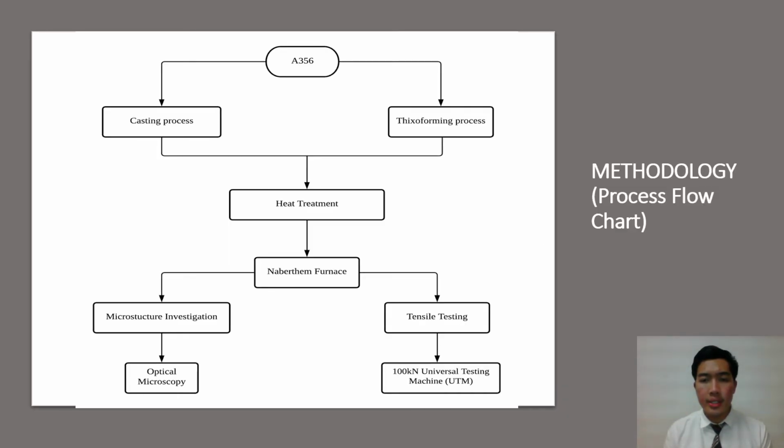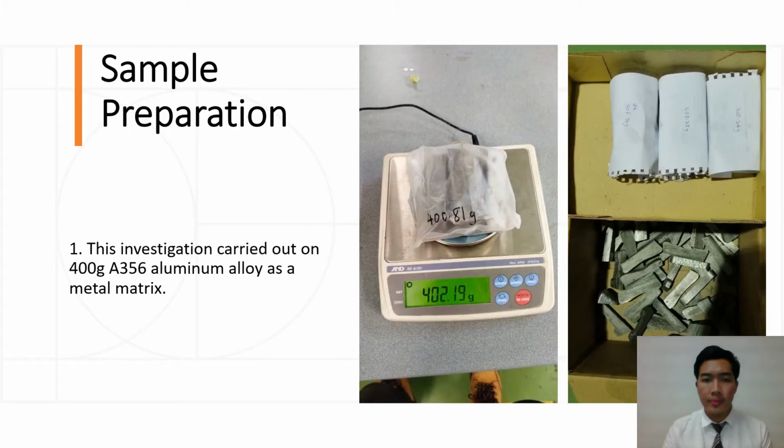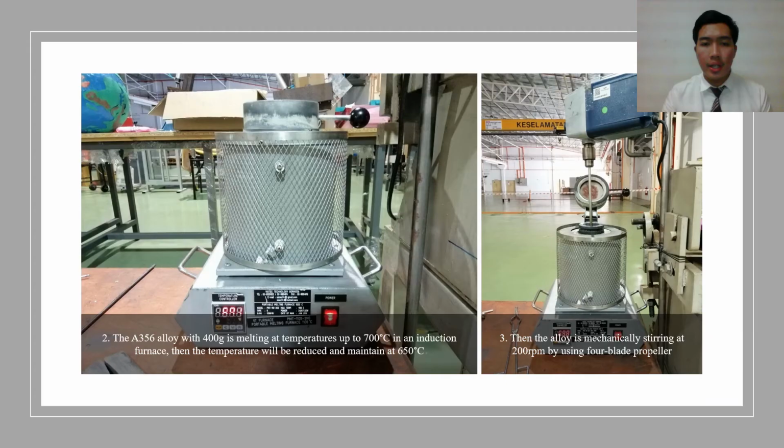After that, this is the process flowchart for the sample preparation. For the sample preparation, first, this investigation is carried out on 400 grams of A356 aluminum alloy. Second, the 400 grams of A356 alloy is melted at a temperature up to 700 degrees in an induction furnace. Then the temperature will be reduced and maintained at 650 degrees.